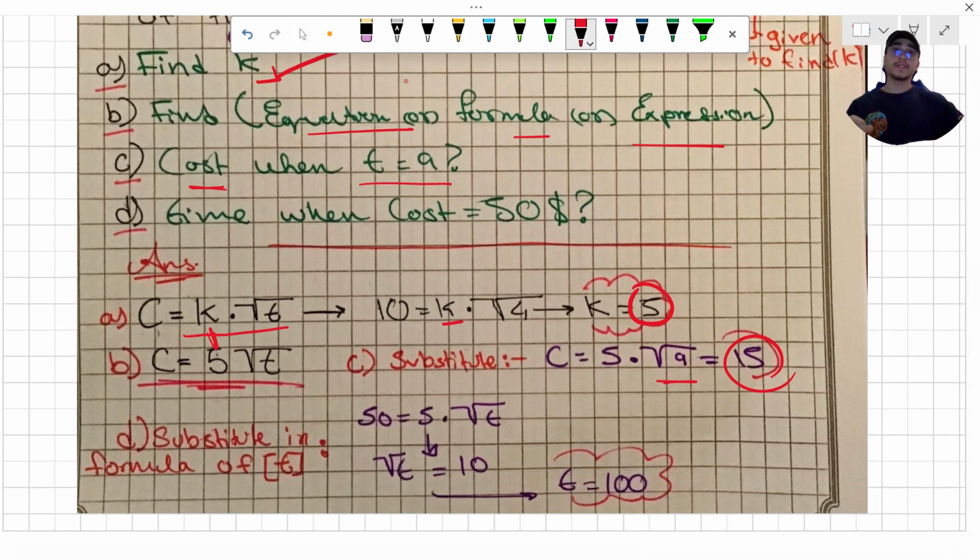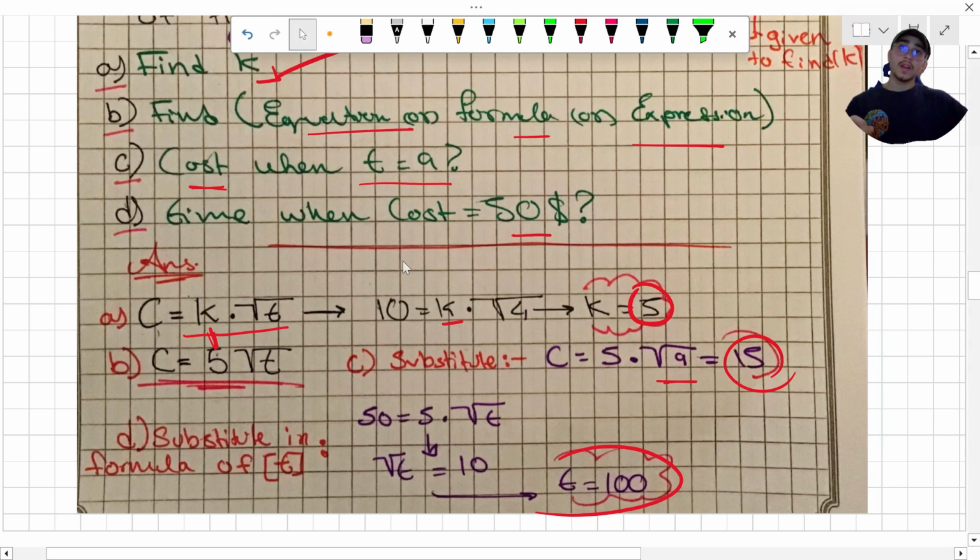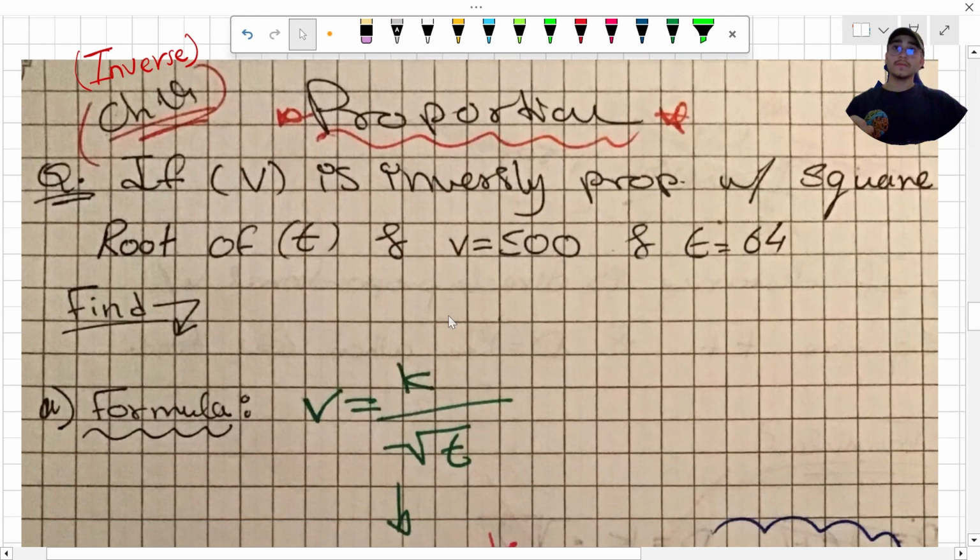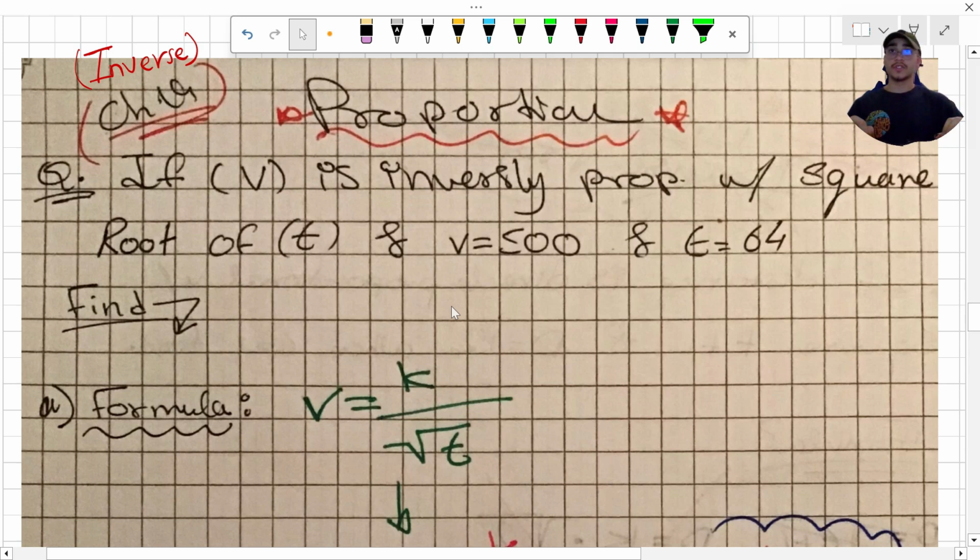Find the time when the cost is 50. So again, substitute. 50 is equal to 5 times root t. Isolate root t, take the square of each side. Time is equal to 100. Easy as that. Coming to an inversely proportional question.